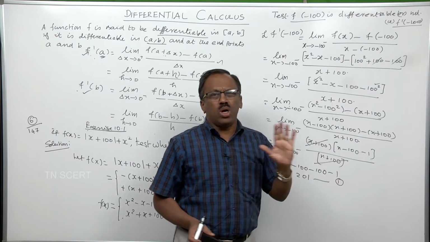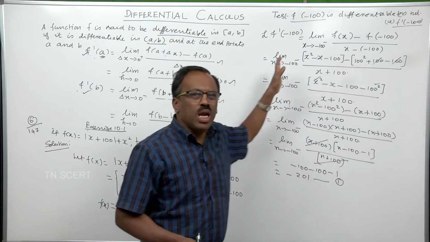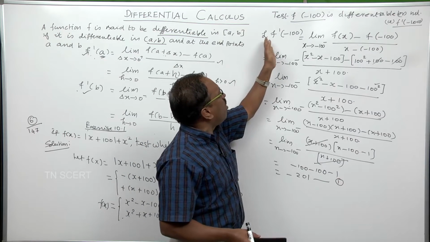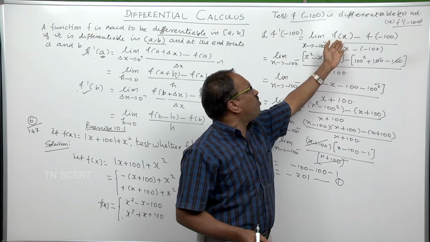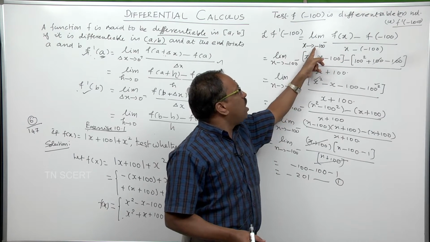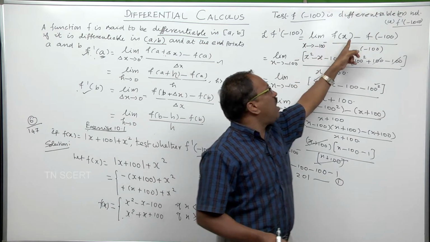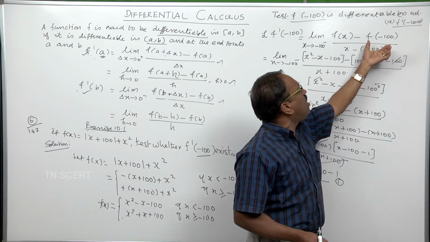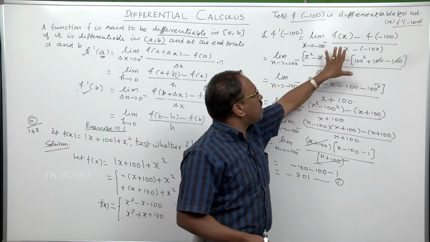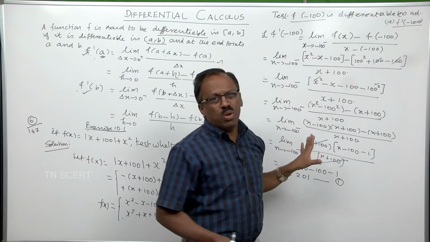And here in the place of x minus 100, minus 201. Likewise we have to apply the right limit too, and for the right limit I apply r of f dash of minus 100. I have to take f of x, limit x tends to minus 100 plus, and f of x minus f of minus 100. In the place of that, accept the right limit. So just apply the value, then you will get the answer.